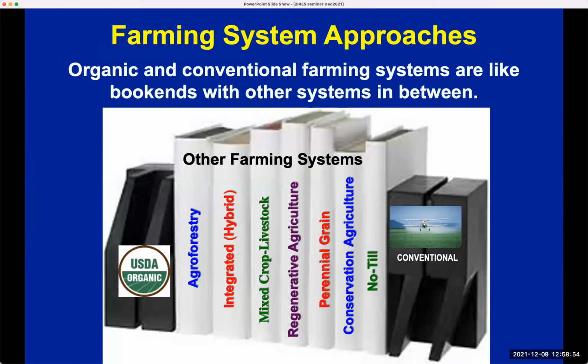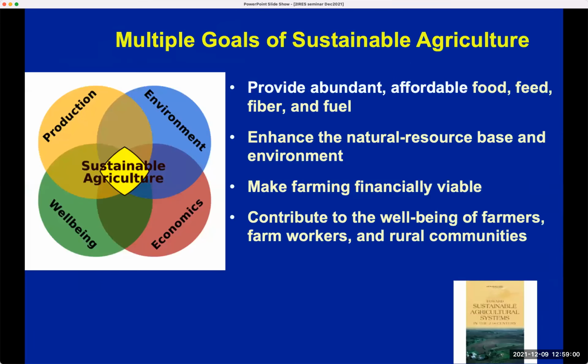Organic and conventional are kind of like bookends on a shelf, and you have all these systems that I talked about in between. So then you say, well, okay, what the heck? How do I measure it? Well, there are multiple goals of sustainable ag. There are really four main metrics.